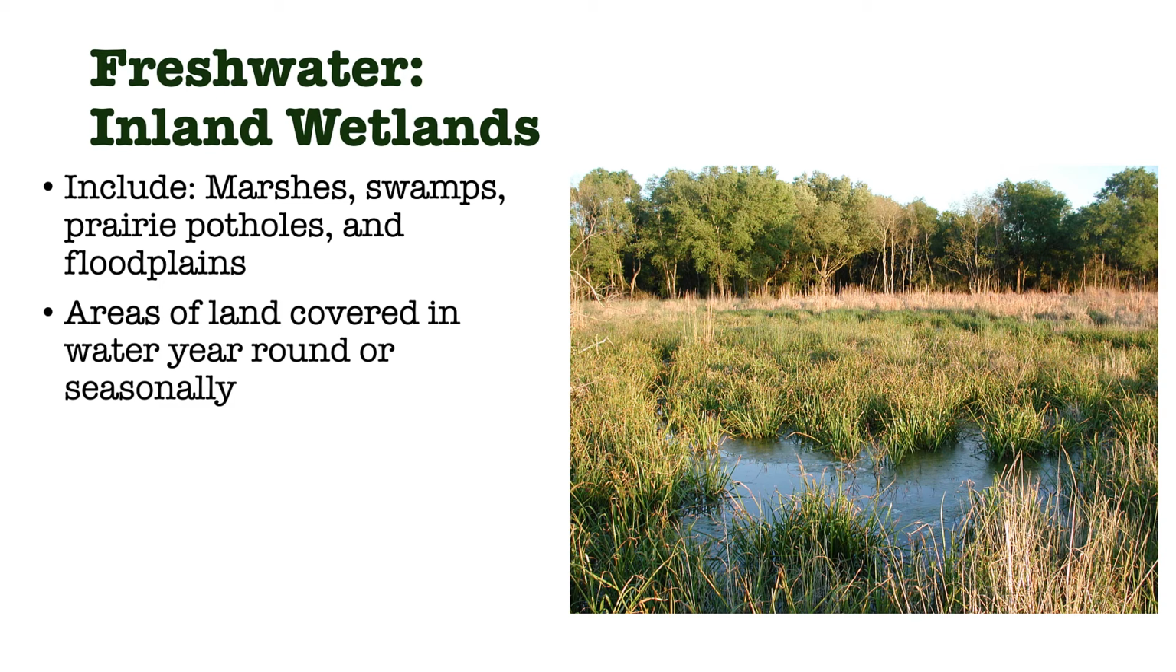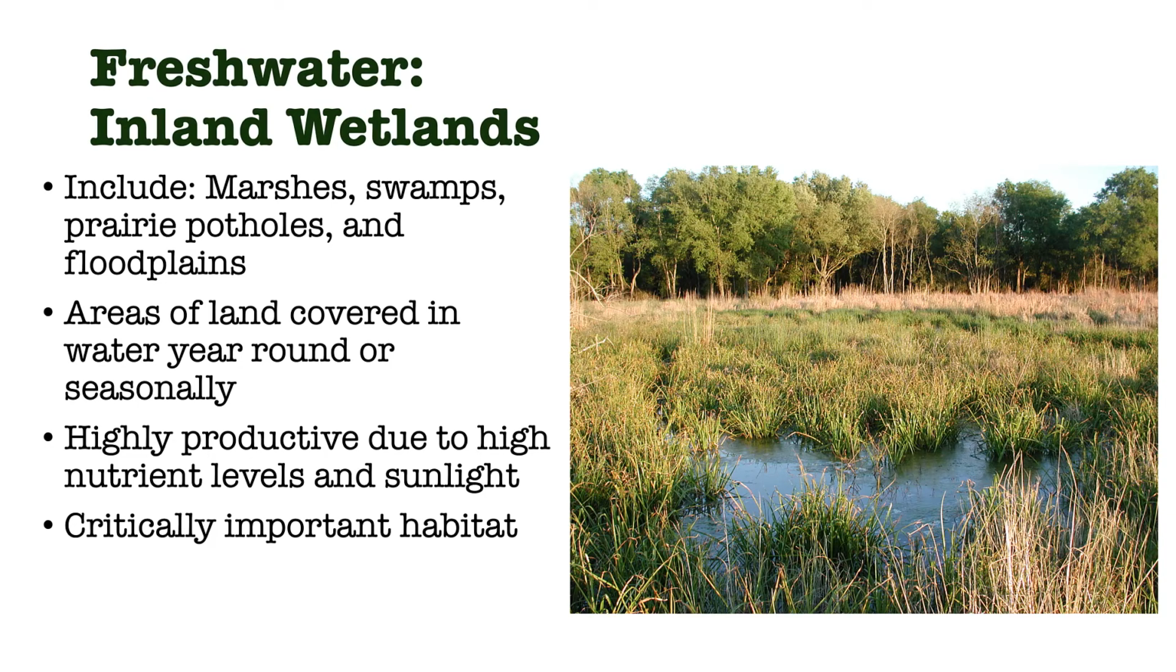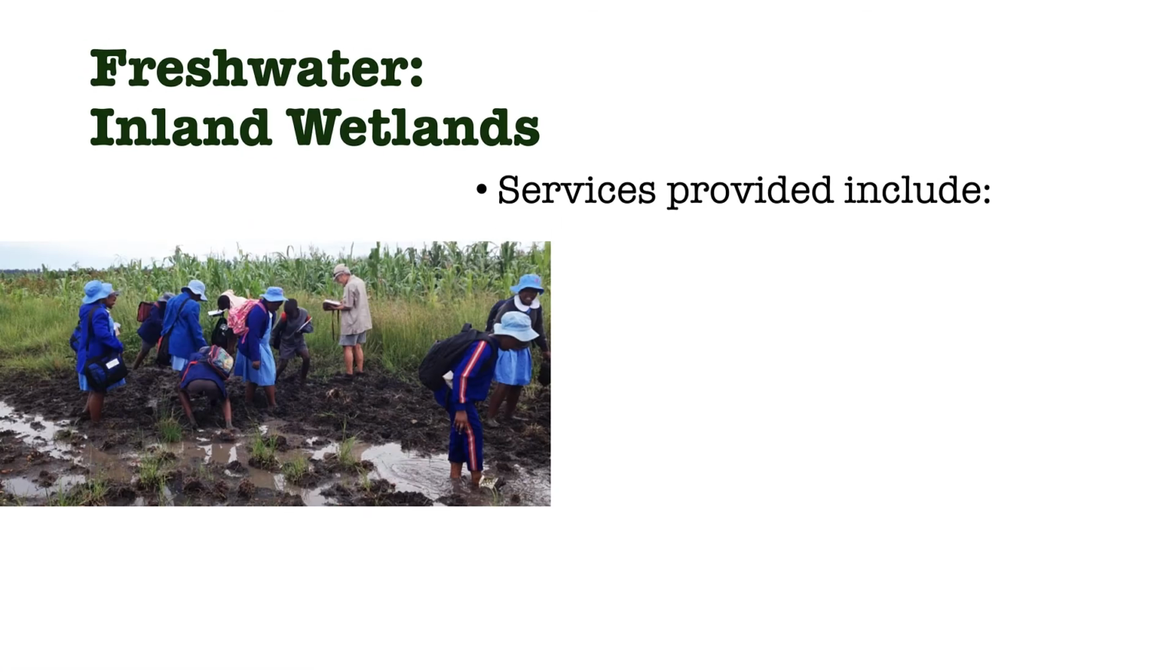Basically, it's an area of land that is covered either all year long or part of the year submerged somewhat in water. Very high productivity, lots of nutrients available here from decomposition and possibly from inflow from streams or rivers. Very important habitat, especially for amphibians and migrating songbirds. All right, so these are very important habitats, and they're usually very closely protected, at least here in the United States.